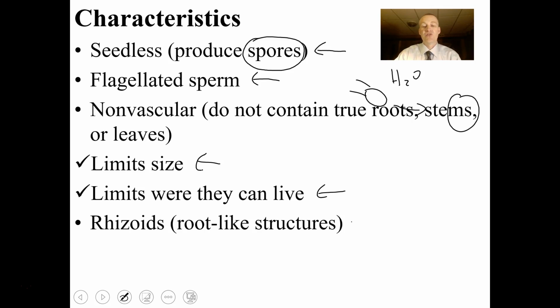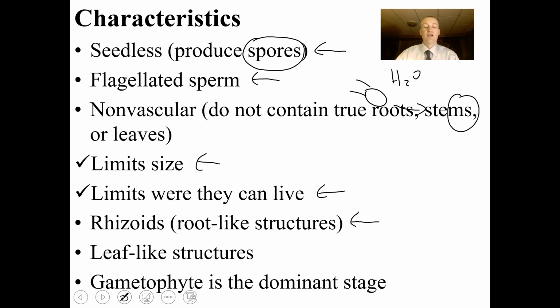They do have little rhizoids. These are little root-like structures that allow them to anchor themselves in the substrate that they're living on. Those little rhizoids also help them to absorb water and minerals. And remember, there are mycorrhizae that may be on those little rhizoids. They do have leaf-like structures that undergo photosynthesis. And in this particular group, it actually has a dominant gametophyte stage. So perhaps I'll just draw a little moss plant here and show you, this is going to be a gametophyte.